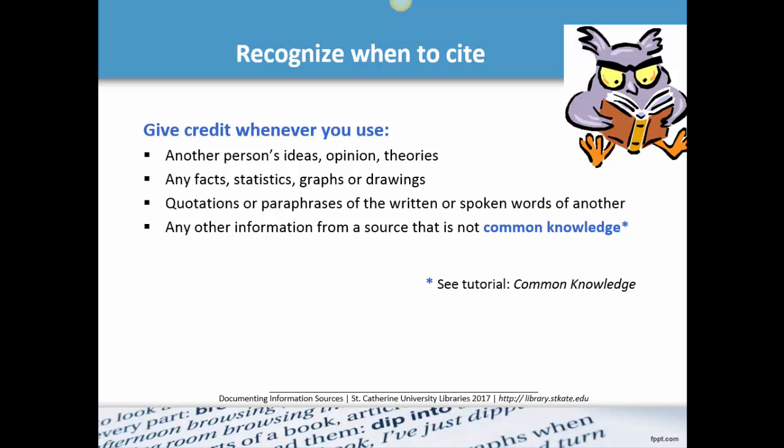Now, common knowledge is a term that refers to information that is generally known by your audience and is found in numerous sources. This type of information does not require a citation. Another library tutorial will tell you more about identifying common knowledge.